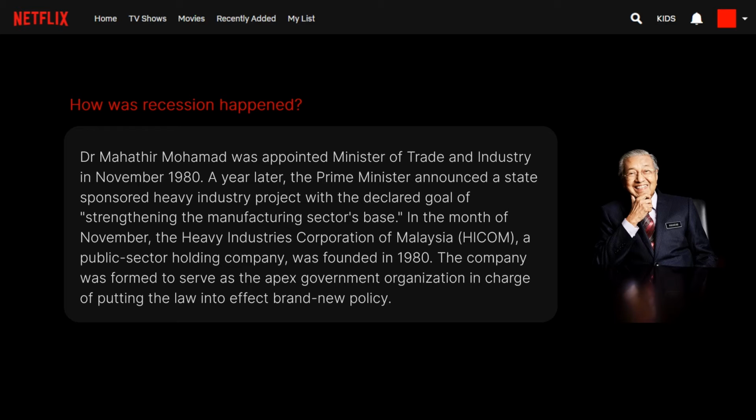How did recession happen? Dr. Mahathir Mohamad was appointed Minister of Trade and Industry in November 1980. A year later, the Prime Minister announced a state-sponsored heavy industry project with the declared goal of strengthening the manufacturing sector's base. In November, the Heavy Industry Corporation of Malaysia, HICOM, a public sector holding company, was founded in 1980. The company was formed to serve as the apex government organisation in charge of putting the new policy into effect.